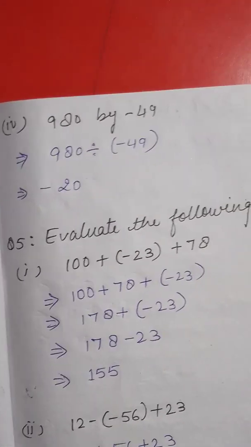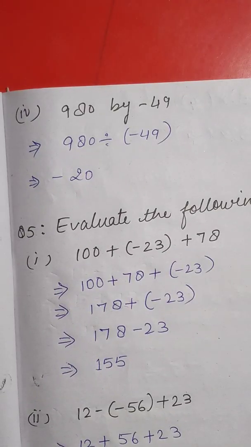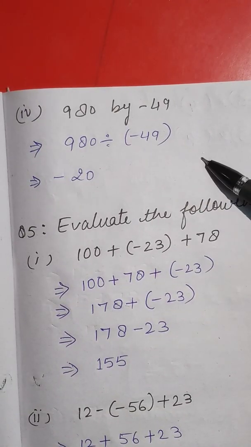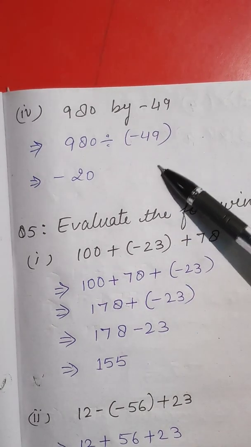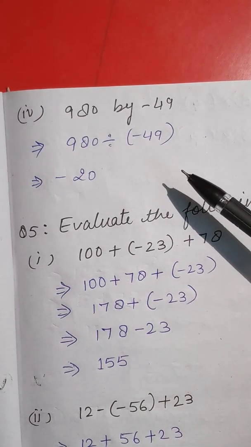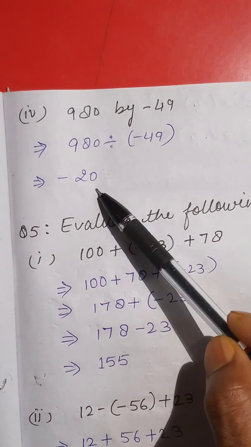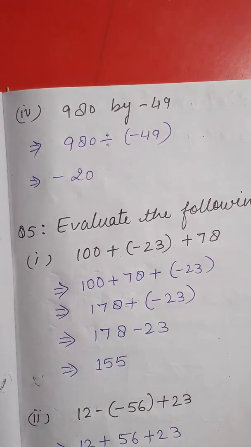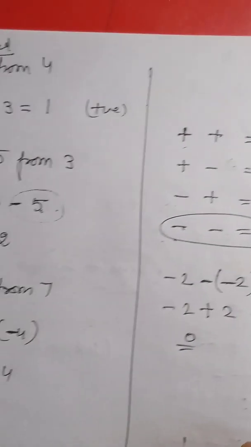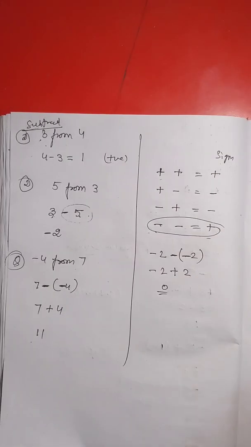Now if one positive integer is divided by a negative integer, in this case, one positive and one negative, we will get the result as a negative. Following these properties while doing addition, subtraction, multiplication and division, we will get the results in different cases.